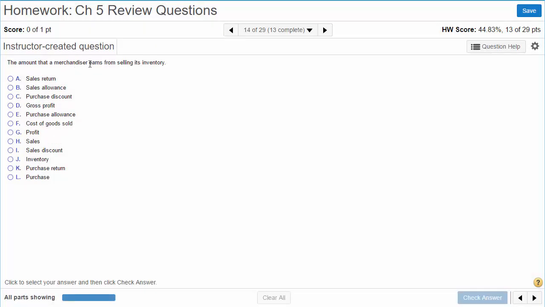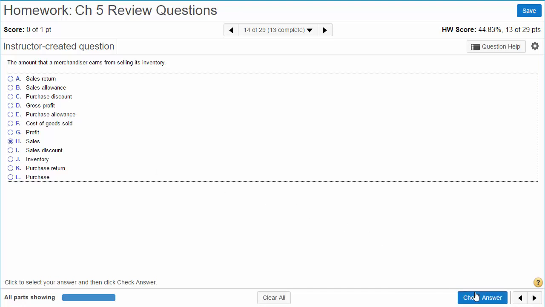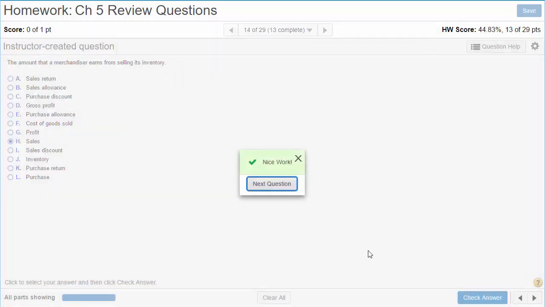The amount that a merchandiser earns from selling its inventory, well, that's our revenue. And because it's inventory that we're selling, it's called sales or sales revenue.